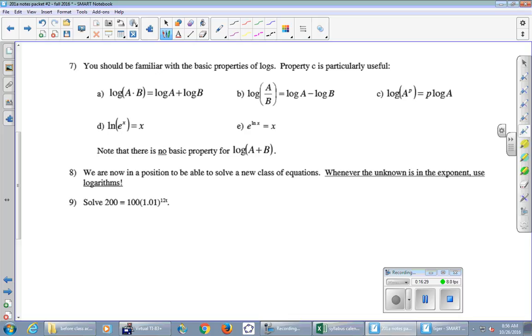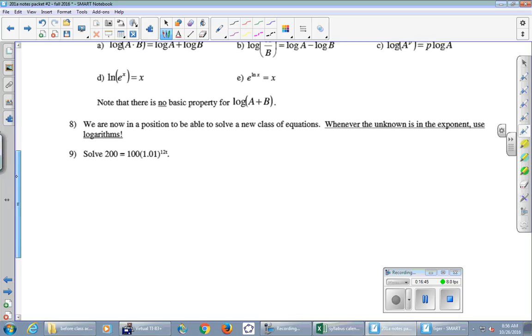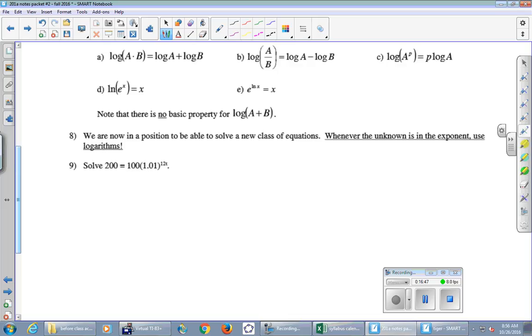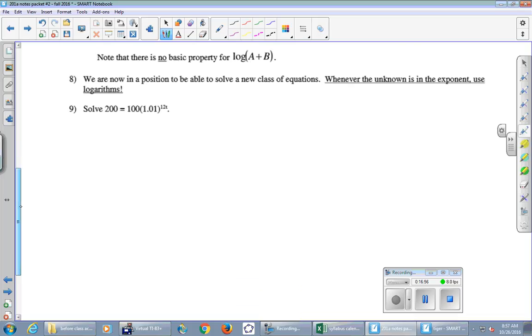Note that there is no basic property for log of a plus b. Those top three properties, none of them have a plus b inside. If you have log of a plus b, you can't do anything with it. Product becomes a sum, but there's no formula for sum becoming anything. Okay, so last one here in the demo, we're in a position to be able to solve a new class of equations. Whenever the unknown is in the exponent, use logarithms. Let's try on number 9.